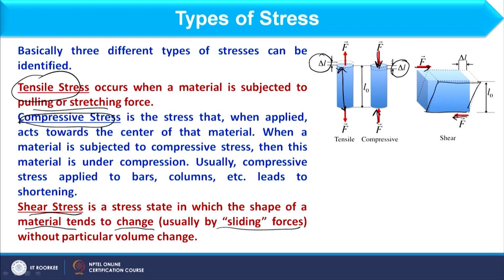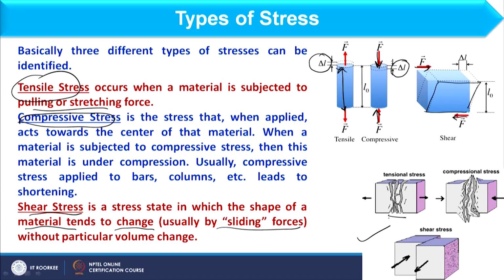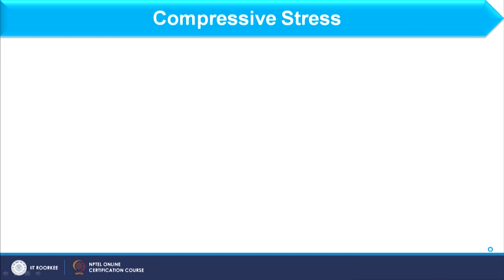In shear, the volume of the object will remain as it is. However, the volume varies when I am applying tensile as well as compressive. Here is another example of tensile, where we have the broken lines at the center. Here again I have a broken line, but those lines are joining each other, and in shear we have the applied forces, and the sliding occurs in the object. So, these are different types of stresses.